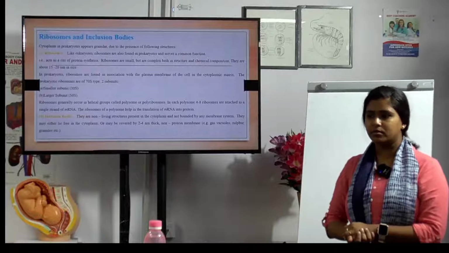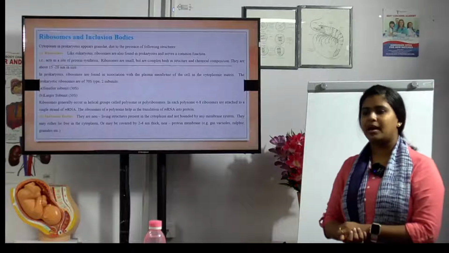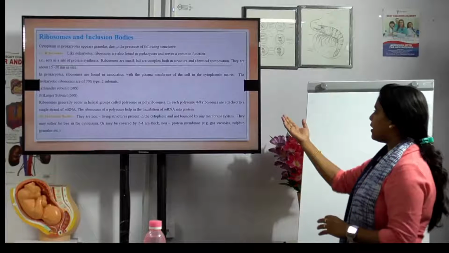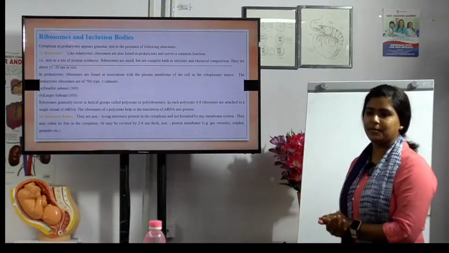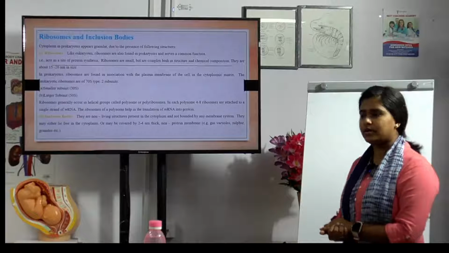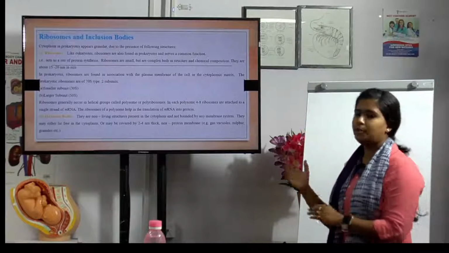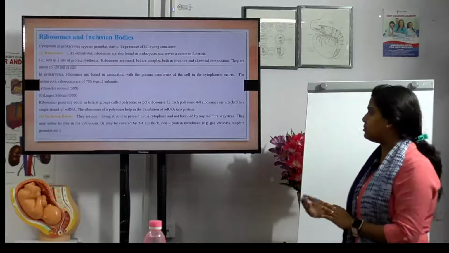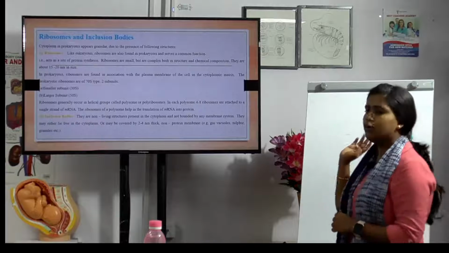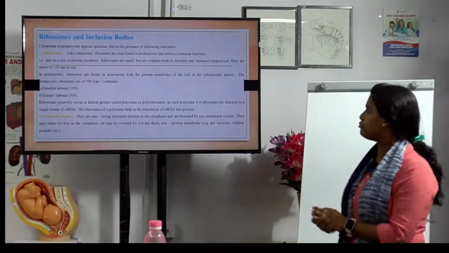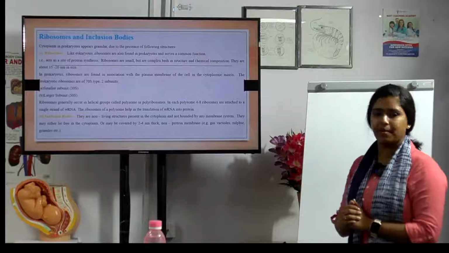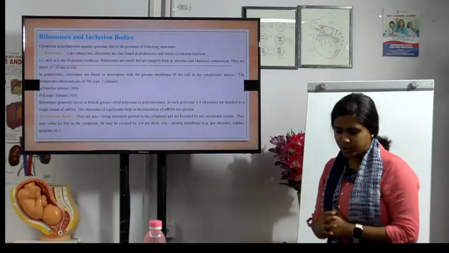How does the helical shape look? Double, yes, correct. Okay, that is how helical groups are. How does the DNA helical structure look? And they are called what? Polysomes or polyribosomes. In each polysome there are 4 to 8 ribosomes attached to a single strand of mRNA.